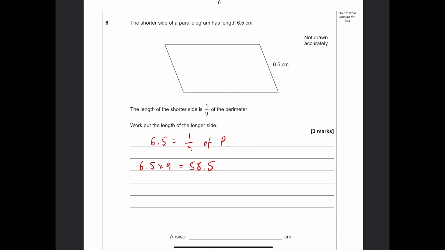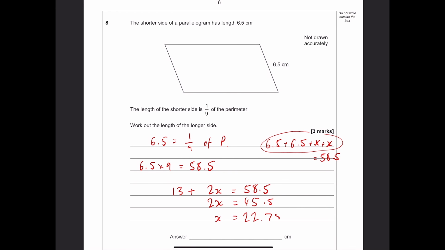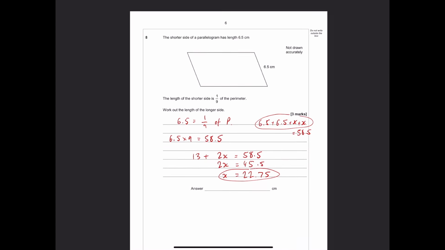Now, using the perimeter, we know that it's going to be 6.5 plus 6.5 plus x, and that is going to be equal to 58.5. So if we simplify this down a little bit, we're going to have 13 plus 2x equals 58.5. If we take away 13 from both sides, we're going to have 45.5, and then half of that, we're going to have 22.75 centimeters, and that is going to be our final answer.